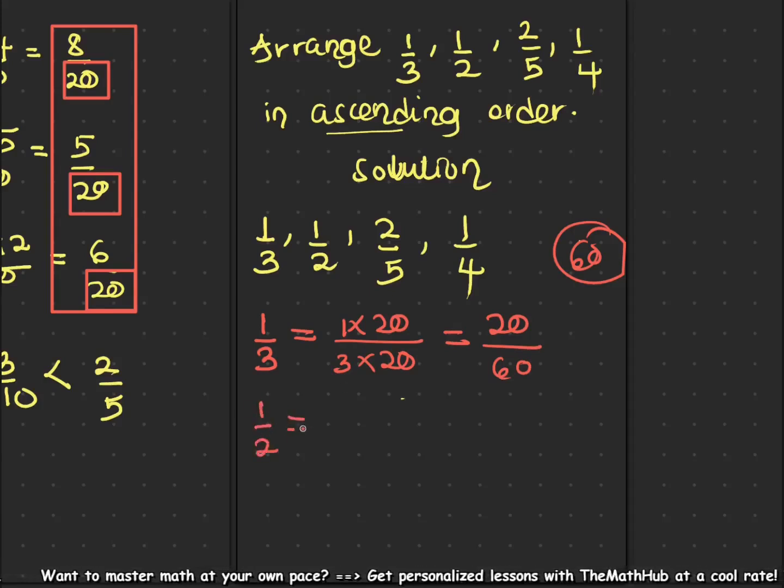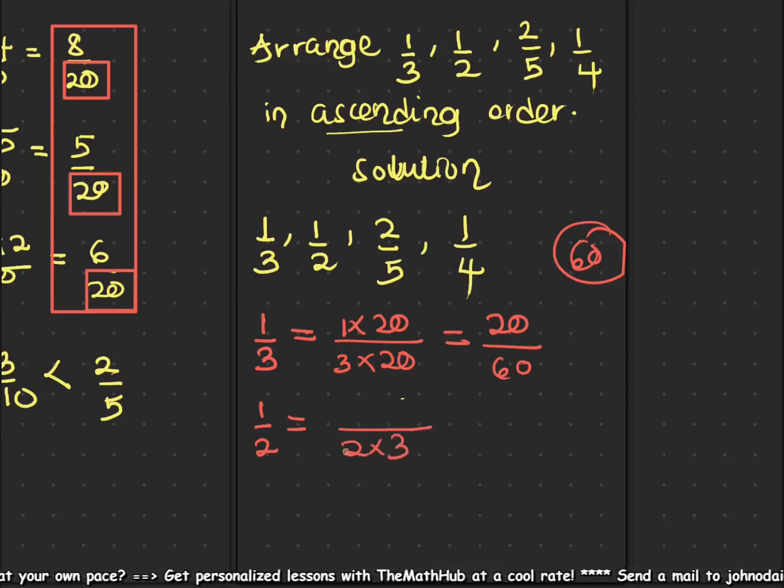We start the same way. So 2 divides 60 how many times? 30 times. So it means we are going to multiply 2 by 30. So let's multiply 2 by 30, and let's also multiply 1 by 30.